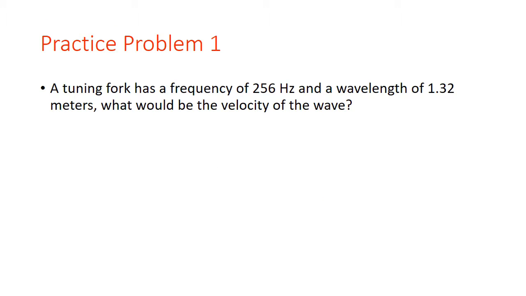So problem number 1 says a tuning fork has a frequency of 256 hertz and a wavelength of 1.32 meters. What would be the velocity of the wave? So first off, of course, we have to have our equation. So velocity would be equal to lambda, wavelength, times frequency. So the wavelength again was 1.32 meters, and the frequency was 256 hertz.